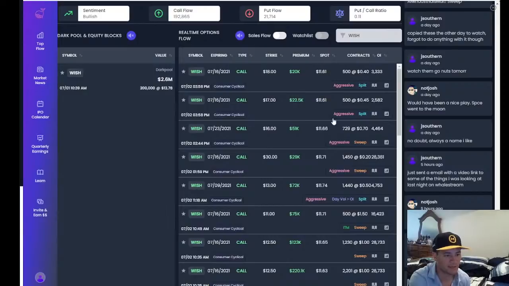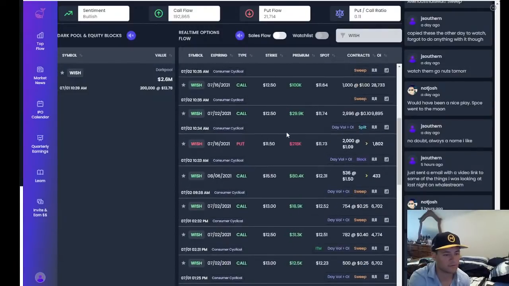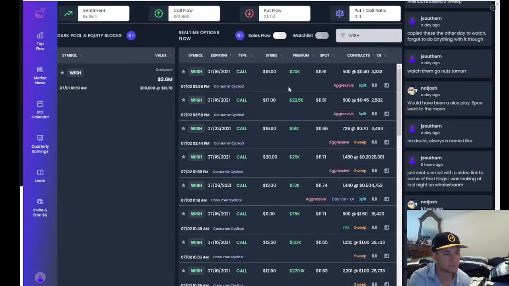But people are willing to buy today. Like we've got these two right here, split into 2 orders. 1,000 calls were purchased at the $17 and $18 strikes when the stock was trading for $11. And this expires in a week, 2 weeks. So obviously pretty bullish right here. Somebody thinks it's going up. Yeah, there's a lot of bullish pressure right now on this.